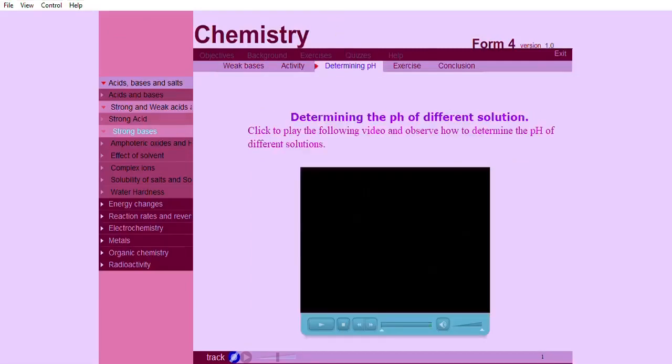Determining the pH of different solutions. Click to play the following video and observe how to determine the pH of different solutions.